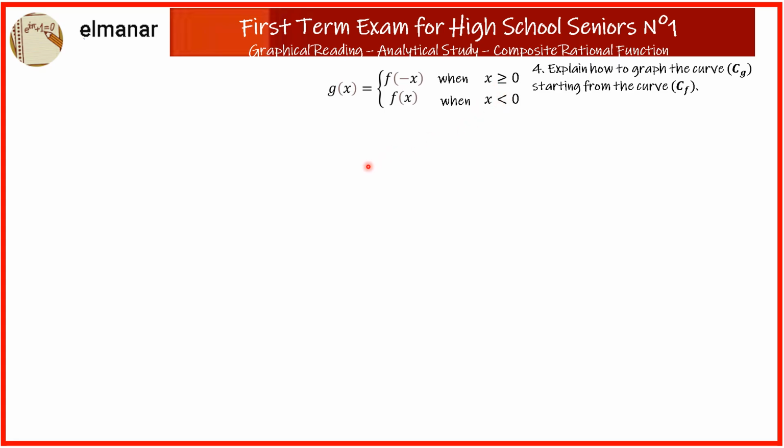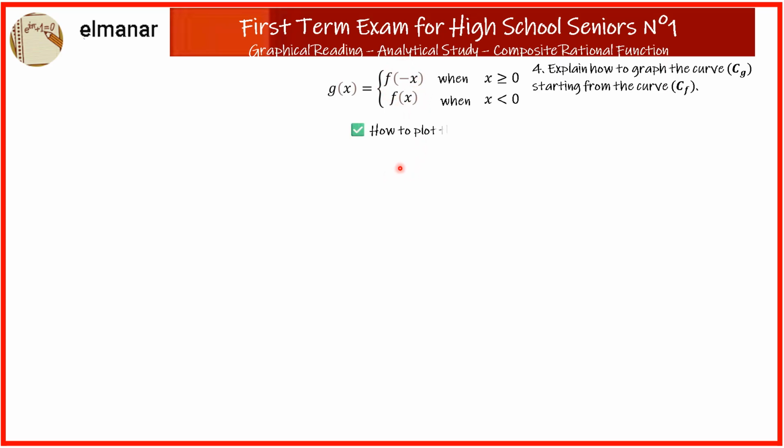Complete definition of the function g. The function g is defined for every value of x according to the following rule. If x is greater than or equal to 0, then g of x equals f of minus x. If x is strictly less than 0, then g of x equals f of x. In other words, the function g takes the values of f to the left of the vertical axis and reflects them to the right while preserving domain exclusions inherited from the function f.